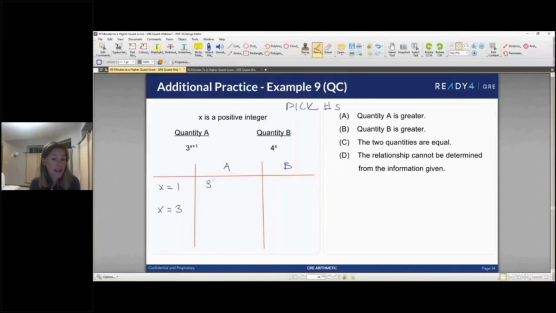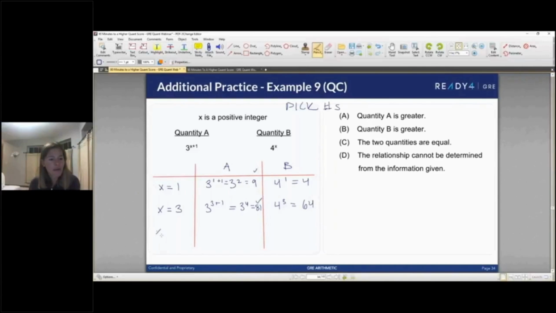If I substitute that in, I get 3 to the 1 plus 1, which is equal to 3 squared, which is equal to 9. Over here, I get 4 to the 1. That's equal to 4. Down here, if x is equal to 3, then I've got 3 to the 3 plus 1. That equals 3 to the 4th, which is equal to 81. Over here, I get 4 to the 3rd, which is 64. So in this case, this one is bigger. In this case, this one is bigger.